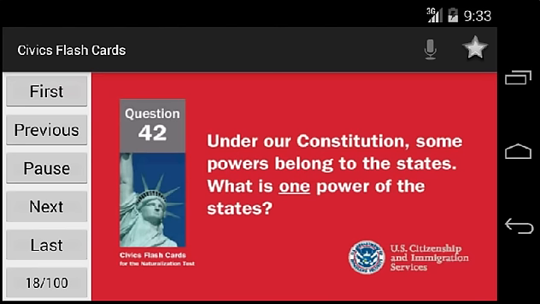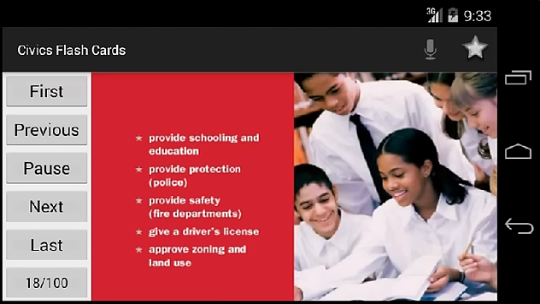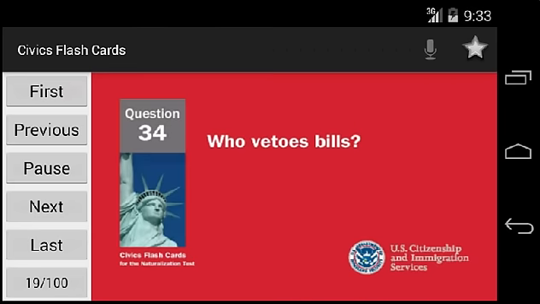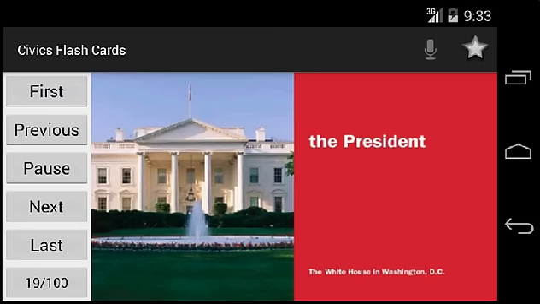Under our Constitution, some powers belong to the states. What is one power of the states? Provide schooling and education. Provide protection. Police. Provide safety. Fire departments. Give a driver's license. Approve zoning and land use. Who vetoes bills? The President.